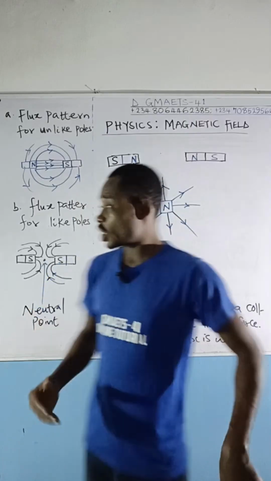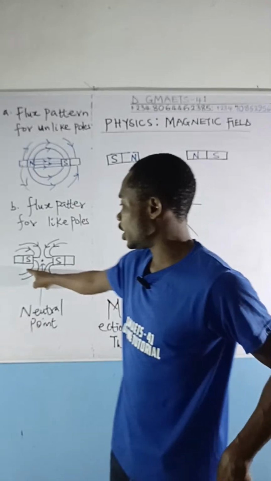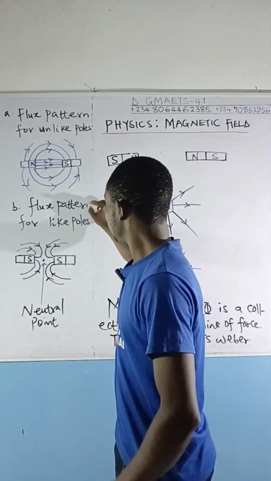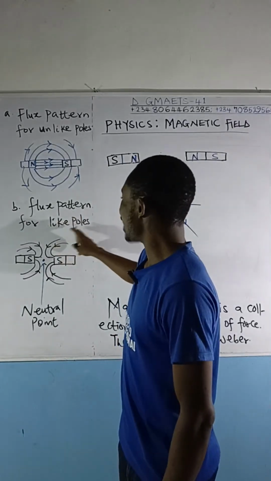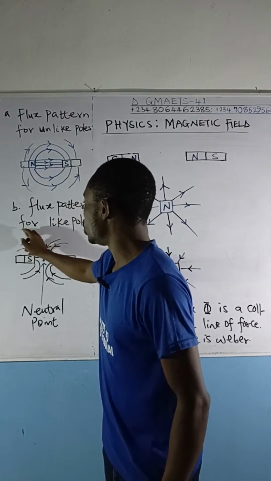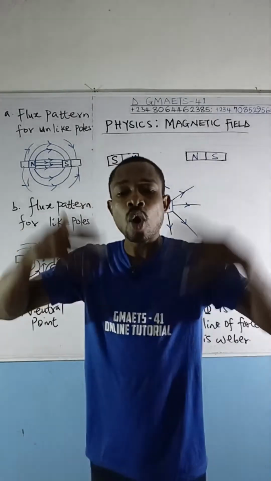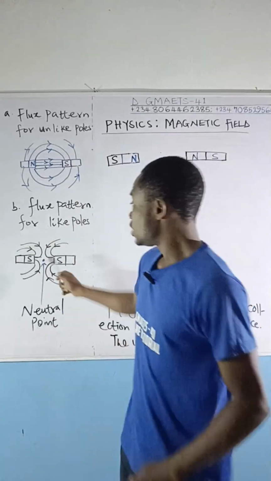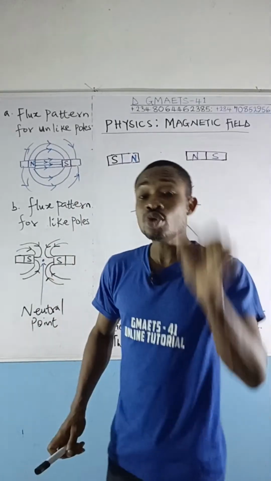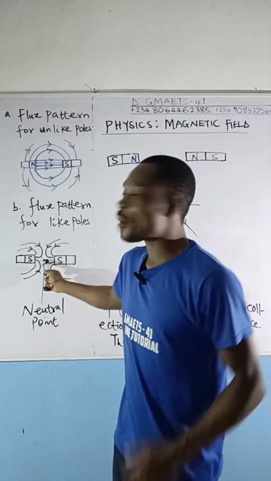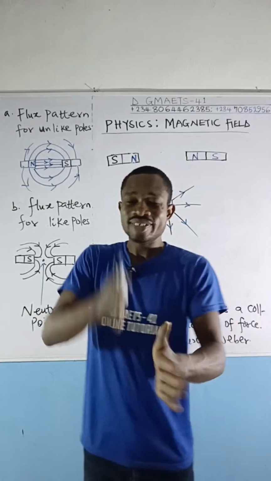I'm saying this because, like this one I drew here, is actually the flux pattern for like poles which are equal. So I can say, for two equal like poles, I must not write it on the board, I'm saying it. This is the flux pattern for two equal like poles. That is why the neutral point is at the center, the middle.